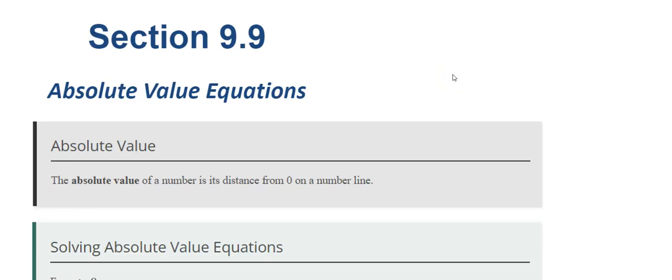Okay, lesson 9.9, absolute value equations. Absolute value. An absolute value, if we're going to define it in any way, shape, or form in this class, and I want to make sure that you understand this, is this right here. An absolute value number is its distance from zero.